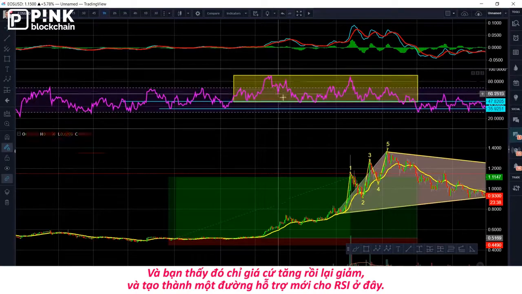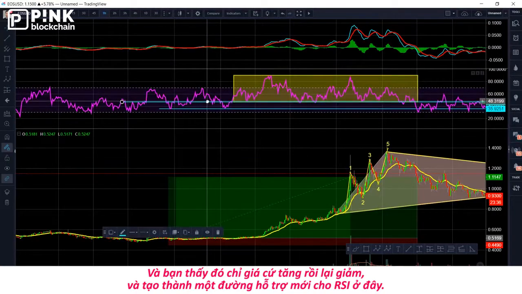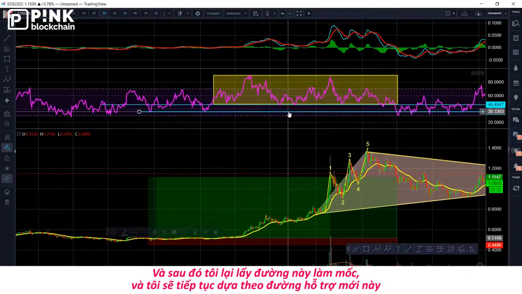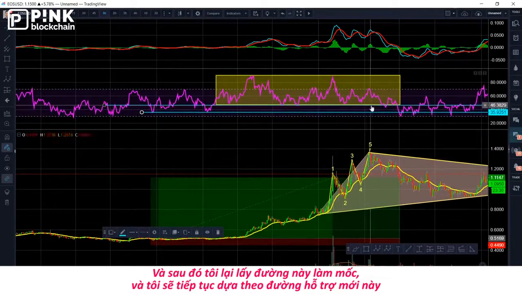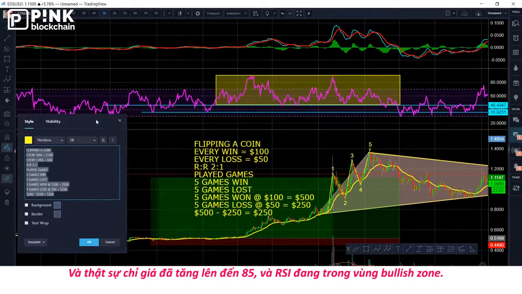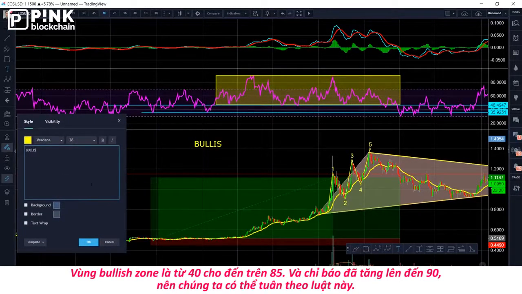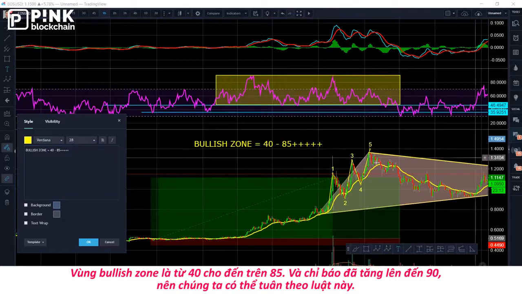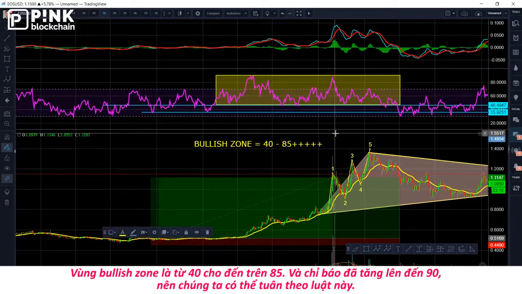And then you see it hovering, right? And it forms a new support for the RSI right here. And then I say to myself, okay, this is my secondary support. This is my primary support now that's hovering about it every time. And whoa, it's actually going all the way to 85. So now we are 100% in my RSI zone of bullishness. Bullish zone is equal to 40 to 85 and up and up and up. So guys, we are now in the bullish zone.